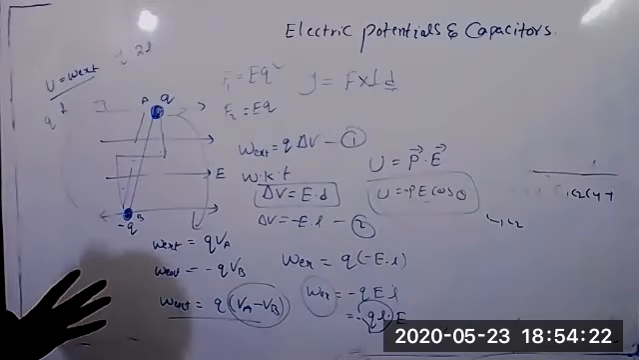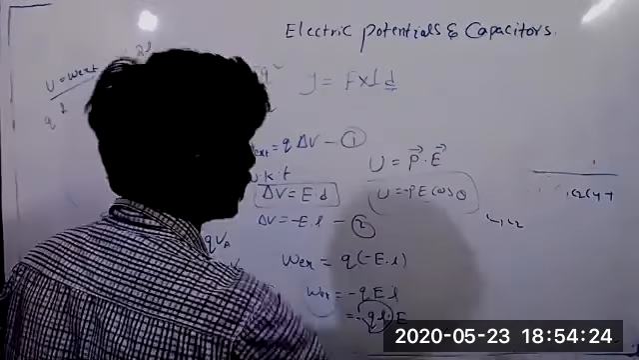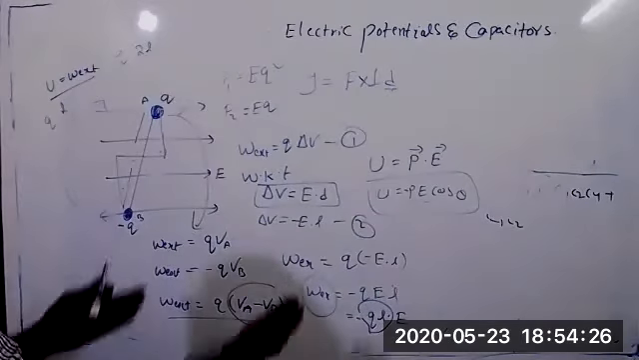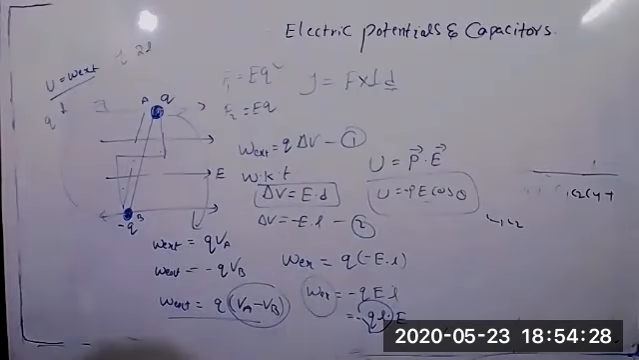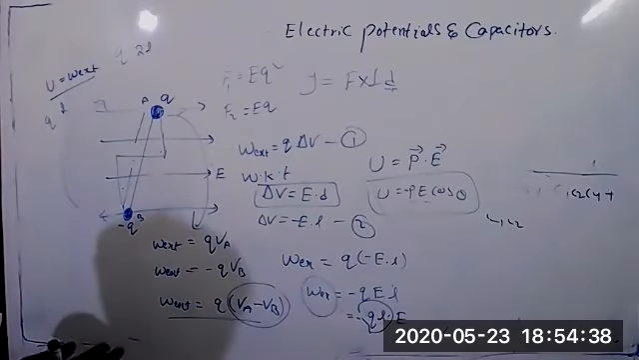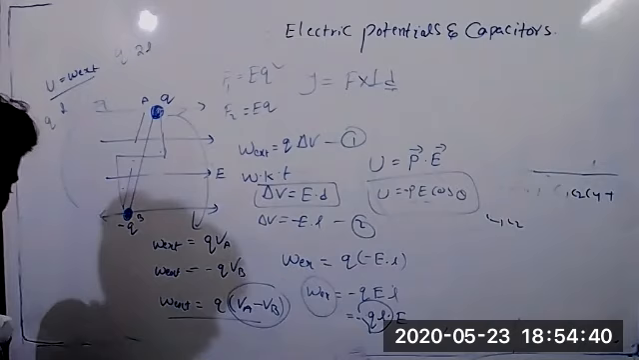Torque is a vector quantity, right? So you will get PE sin theta. Here you get PE cos theta, because energy is a scalar quantity. Now remember the different types, different methods of capacitors.